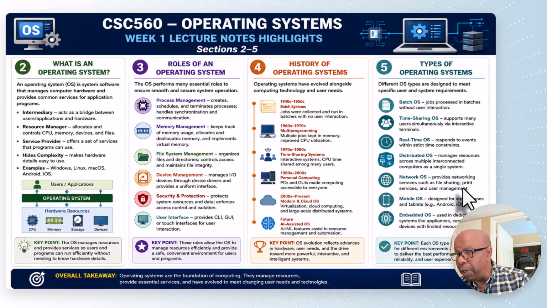Key point: each operating system type is optimized for different environments. Basically what I just said. I'm going to optimize my operating system if I'm in a vehicle. I'm going to optimize my operating system if I'm using my iPhone or my tablet. All those operating systems are optimized based on the hardware they're going to be running on. Each type is optimized for different environments and workloads.